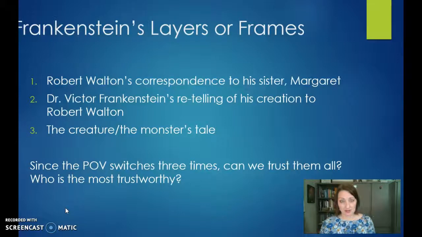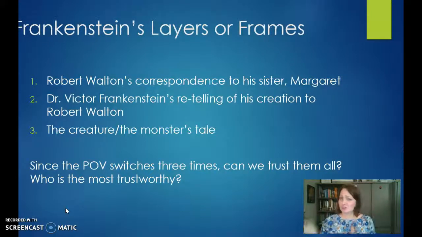So the first part of Frankenstein, you're hearing from Robert Walton, who is an explorer, and he is writing letters back to his sister. The second part of Frankenstein, you are hearing Dr. Frankenstein tell his tale to Robert Walton after he's been captured on the ship. And the third layer is the creature, or the monster's tale, being told from Dr. Frankenstein to Walton, presumably as he's heard it.